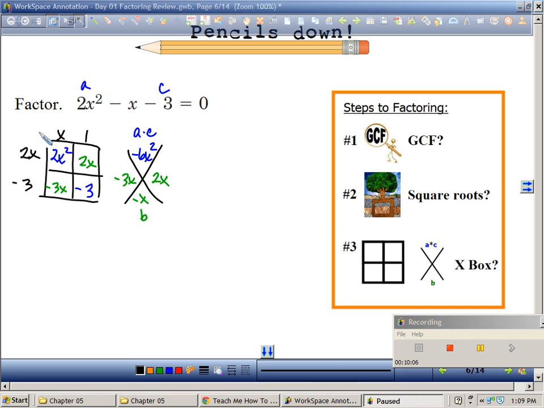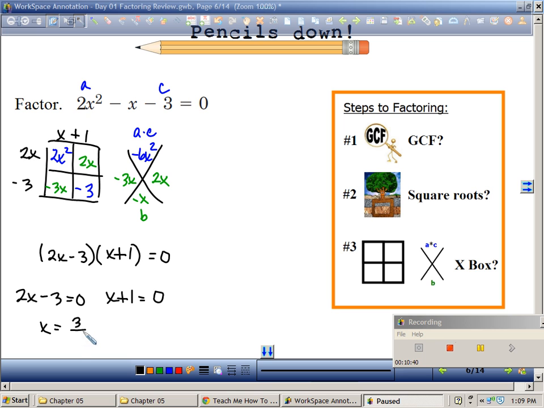You always kind of want to check, because when you start getting negatives in there, sometimes things can get a little bit funky. So when I factor this out, I get 2x minus 3 times x plus 1 equals 0. 2x minus 3 equals 0. X plus 1 equals 0. To solve this, this is a two-step equation. If you need help solving two-step equations, come by after school. Most of you should be able to do that in your head.